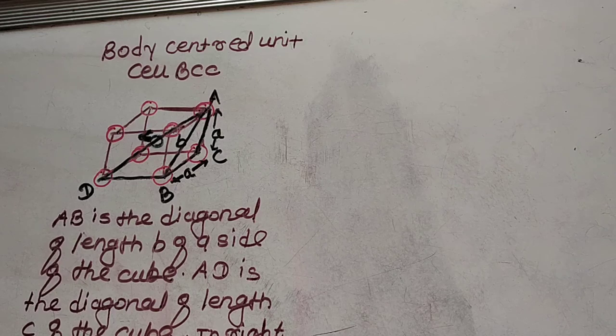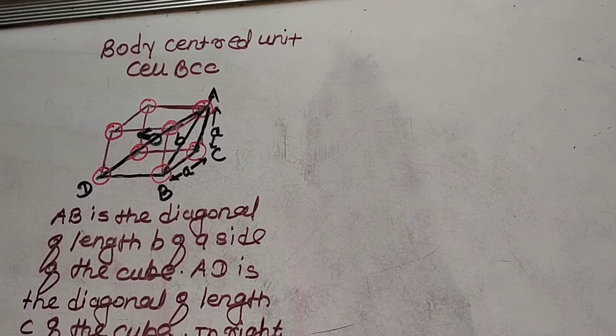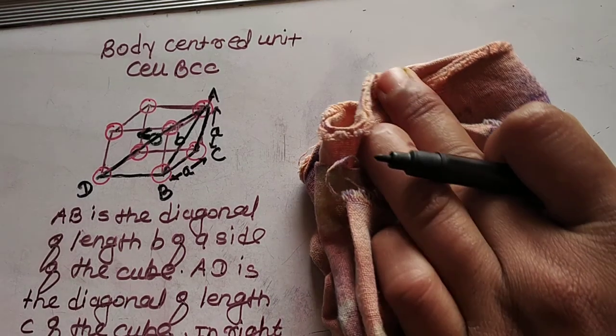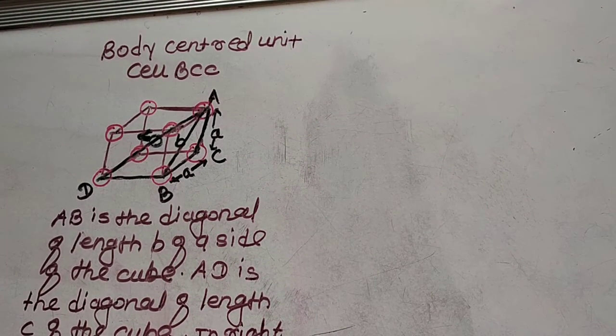Next part from the solid state is how to calculate the radius, edge length, packing efficiency, occupied space, and unoccupied space of the BCC. In the previous video we already discussed how to calculate the density, edge length, volume of the SCC unit cell, packing efficiency, and unoccupied space, occupied space. In this video we'll discuss how to calculate the edge length and radius of the BCC unit cell, and then you can calculate occupied space and unoccupied space.